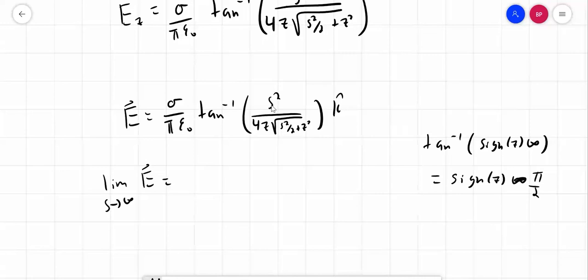All right, so this pi over 2 is going to cancel one of these pi's, then we'll have a 2 in the bottom. So this is sigma over 2 epsilon naught, the k-hat direction. And then we still have this sign of z sticking there.